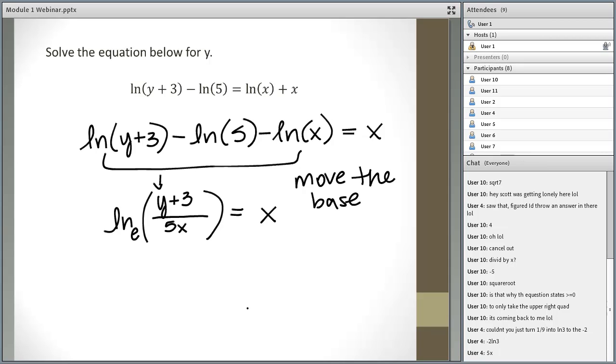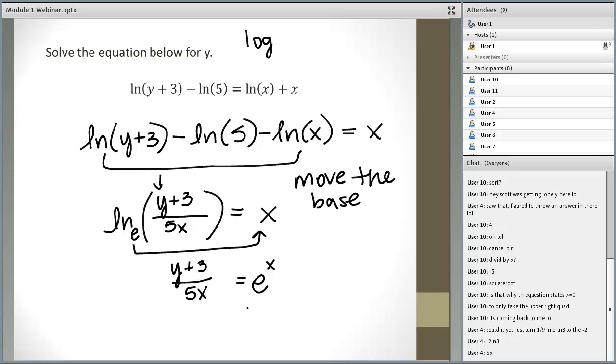So what this means is I move this over here. Once I move that, this becomes the base over here and x becomes the exponent. And now that I've moved that, all I'm left with on the left is y plus 3 over 5x. So to get rid of the natural log, I would move the base.